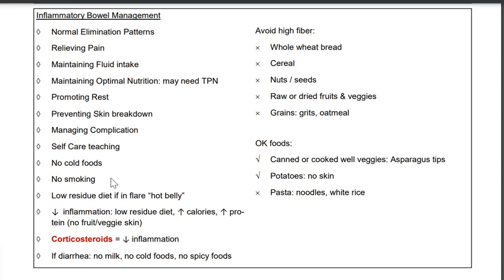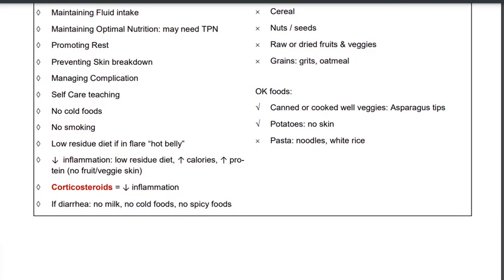What are we going to do? No cold foods, no smoking, a low residue diet if they have a flare. It's called a hot belly. They need a low residue diet, not a lot of fiber, just very low residue. Decreasing inflammation is our goal. Low residue diet, increase calories, increase protein, no fruits and vegetables, because guess what? They're fiber, right?